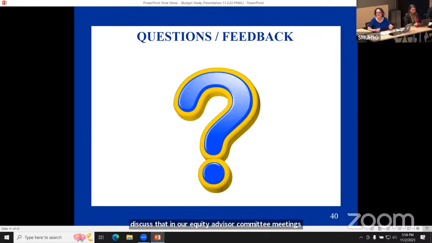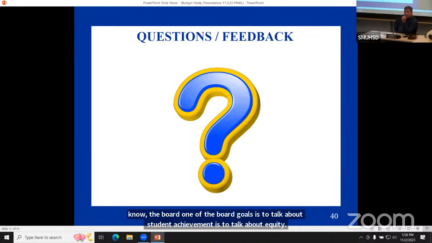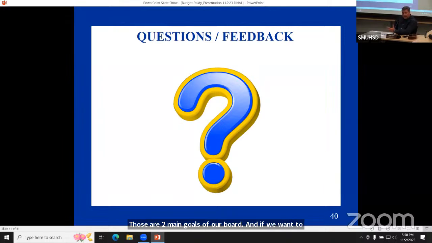I think you bring up a really good point. One of the board goals is to talk about student achievement, is to talk about equity. Those are two main goals of our board. And if we want to be true to those goals, how do we fulfill them? And what you're trying to say is let's devote finances and money to it, to be clear.